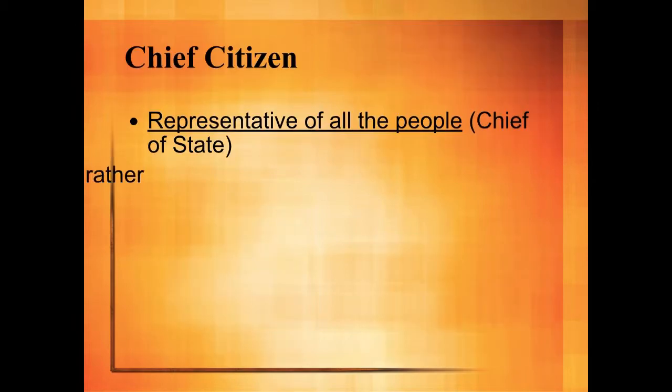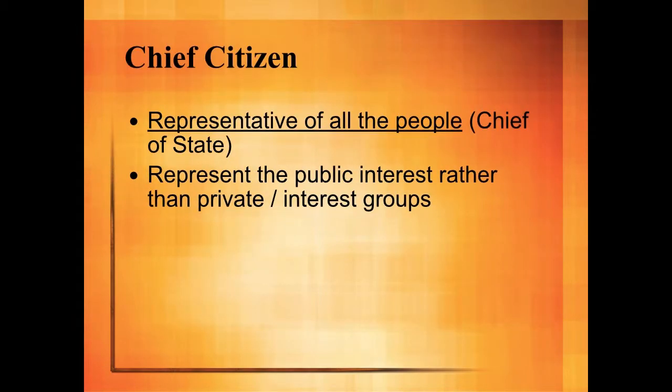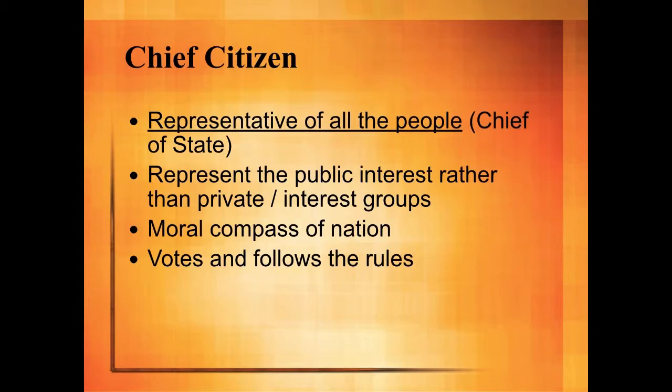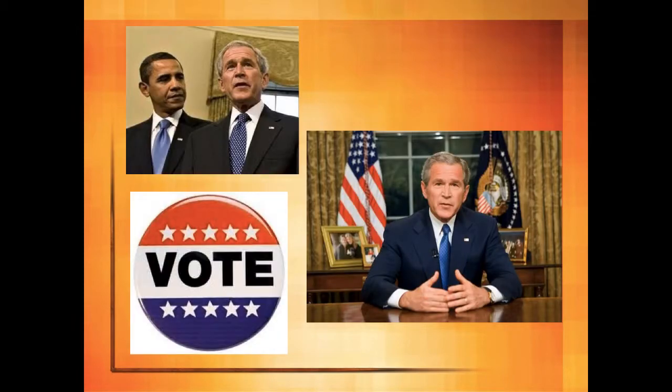The president represents all the people, or that's the idea, right? And that his interest would be the public's interest, rather than private or individual or interest groups. And some people would see him as the moral compass of the nation, so that he's supposed to make right decisions and be morally on the high path, and vote and follow all the rules. So that he would encourage good civic behavior for the nation by demonstrating that himself.